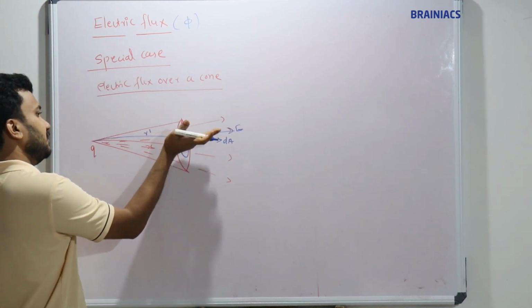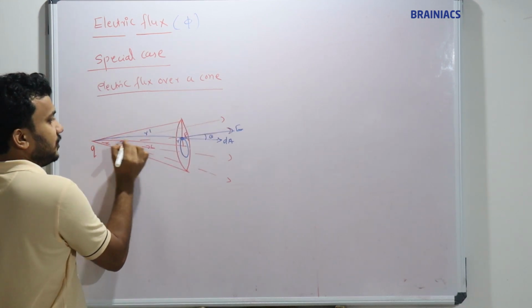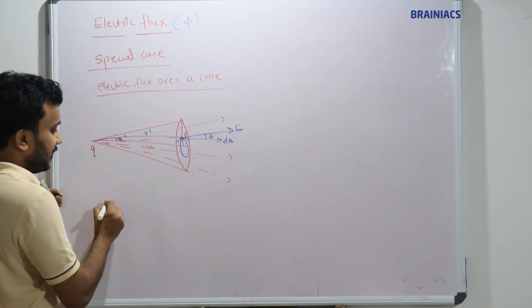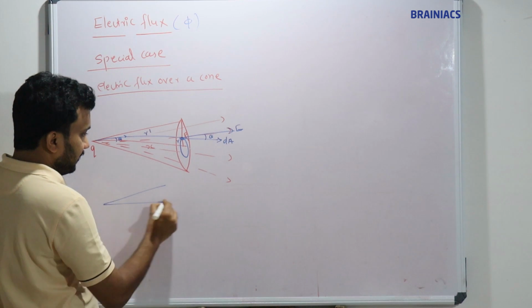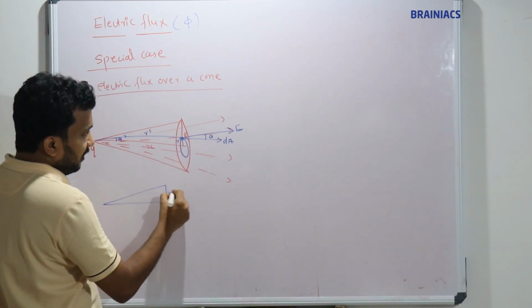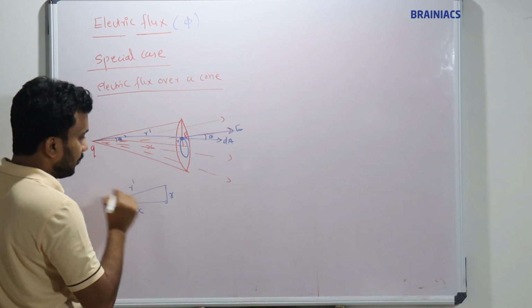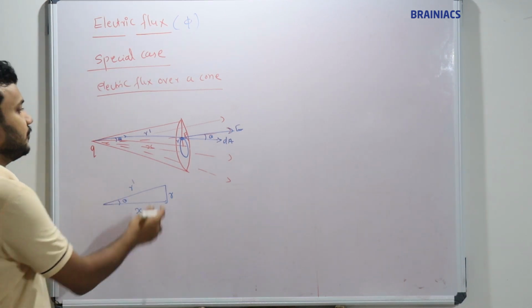This is a horizontal line, this is some slanting line. So this angle is also called theta. This area alone drawing will be here, something like this one. So here it is small r, just zooming it out, and this is x and this is r dash, and this angle is called theta. This is for a smaller circle.